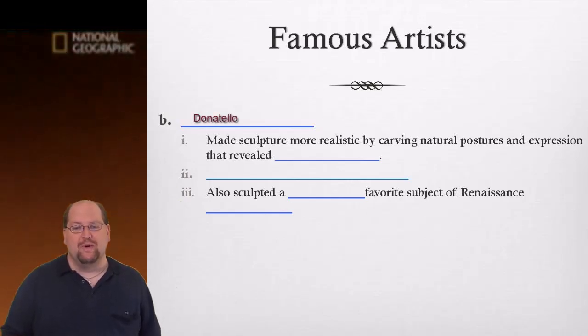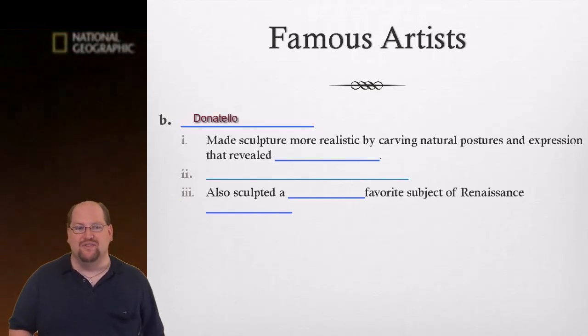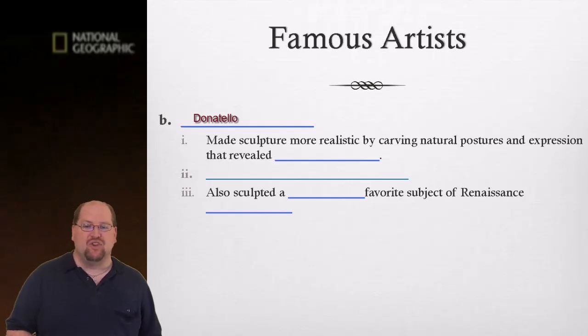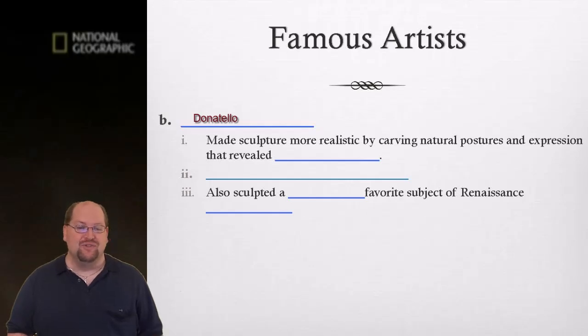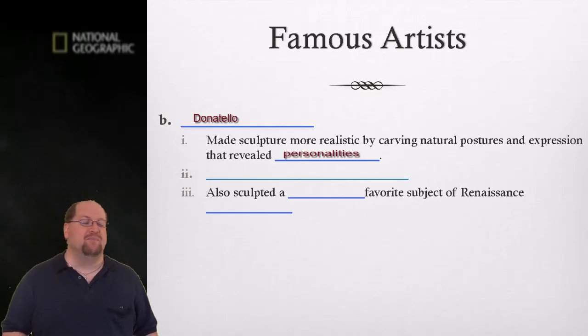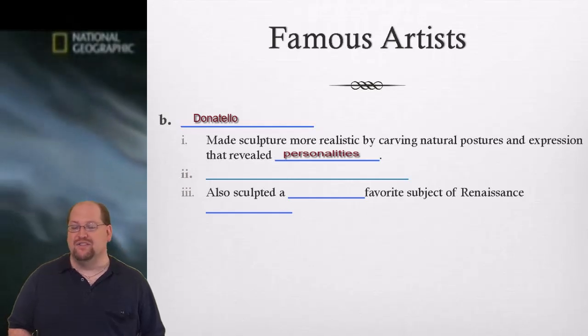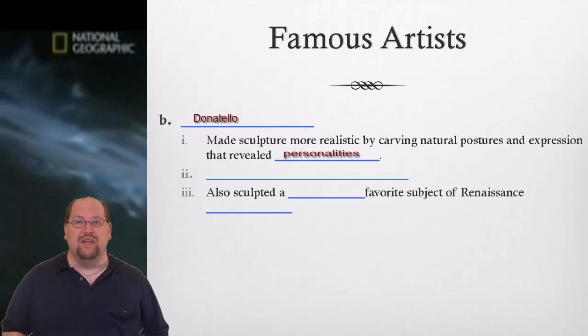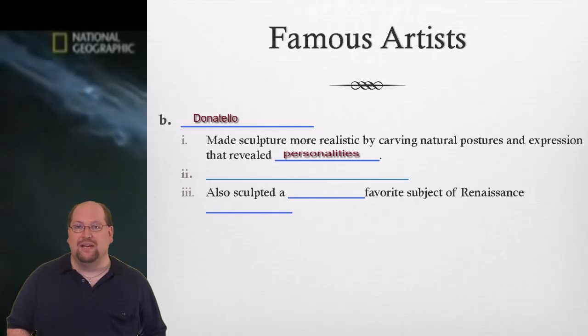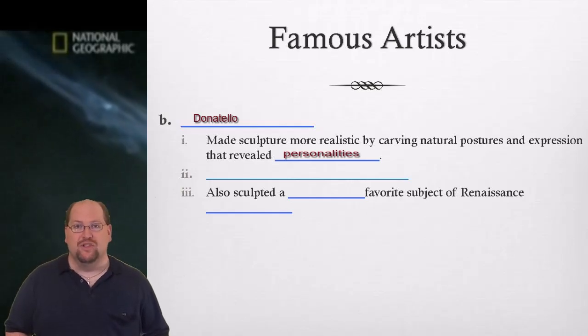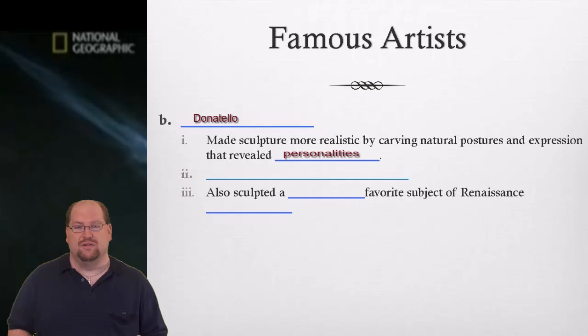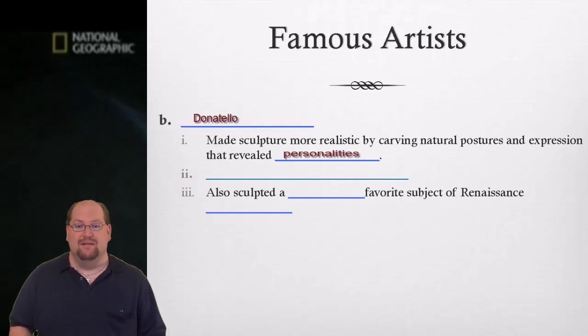Donatello was born during the center of the Italian Renaissance in Florence. He made sculptures more realistic by carving them in natural postures and expressions that revealed their personalities. He didn't just have them stand there, stoic and plain-faced. No, he actually had them posing, making them look more realistic and emotional, like that sculpture is going to do something. It kind of makes it interactive in some ways.